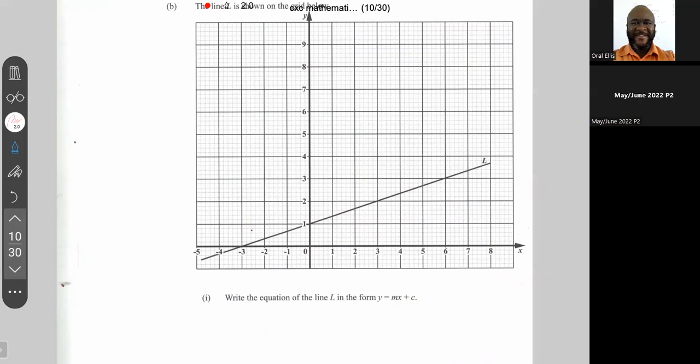Well, what I need is I need to know what is m, and m is the gradient, and what is c. C I already know. C is, this is c, it's the y-intercept, and c is 1. What I need is the gradient. To determine the gradient, I need the coordinates of 2 points on the line. This is the point 3, 2. And here's another point on the line. This is the point 6, 3.